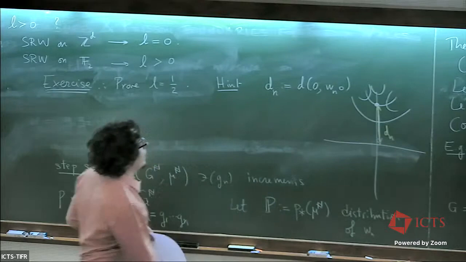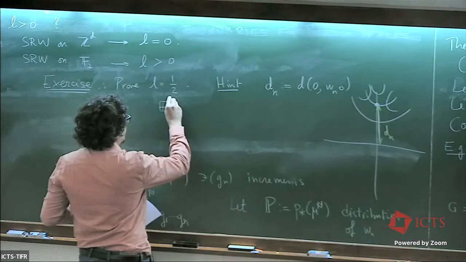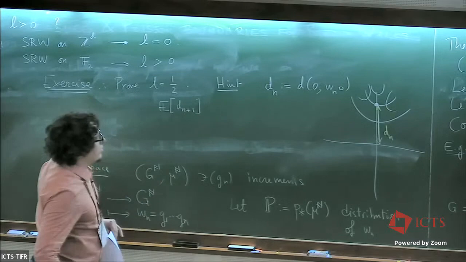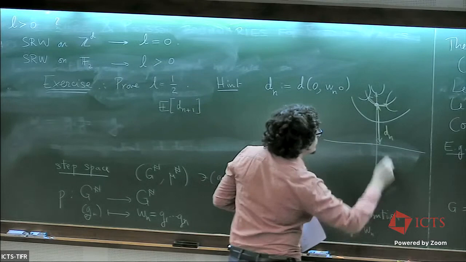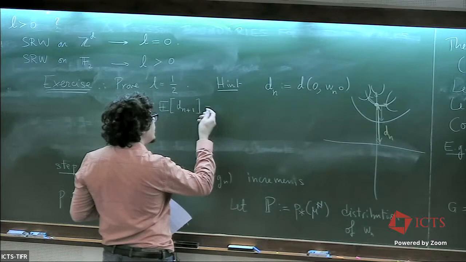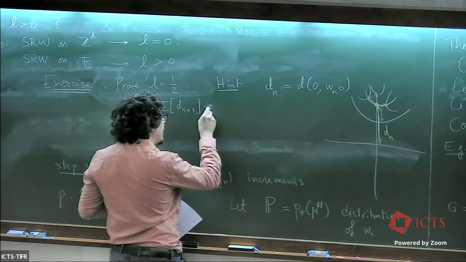Well, the expectation of d_{n+1}, what is it? Basically, if you're not at the origin, you have three options to increase your distance and one option to decrease your distance. So in general this would be bigger than, because if you're at zero, it's even better.